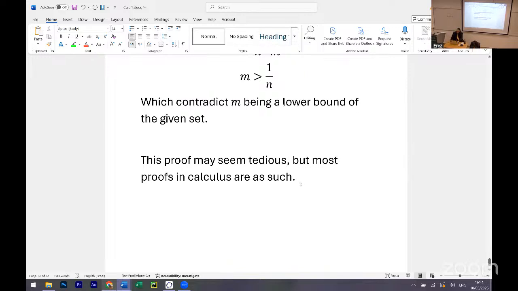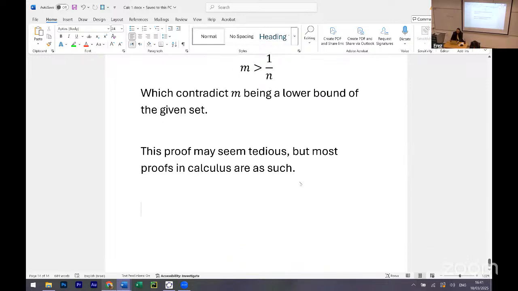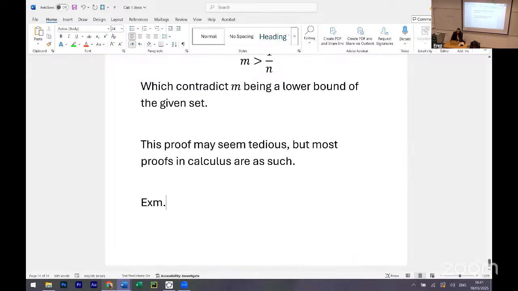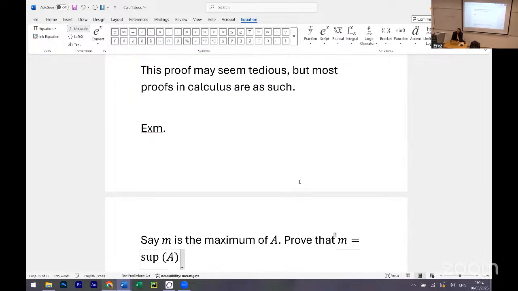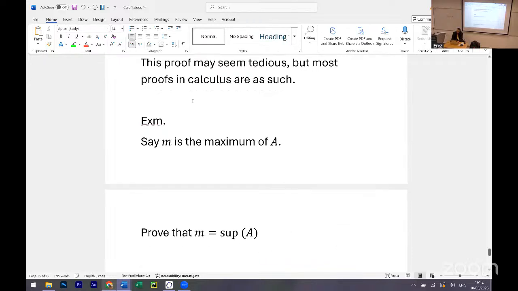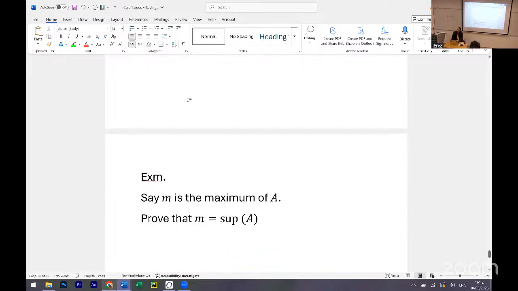Okay. So we have the first proof of an infimum. Now, another example, which is an interesting one in my opinion. Say M is the maximum of the set A. Prove that M is also the supremum of the set A. This has something which is philosophically important.